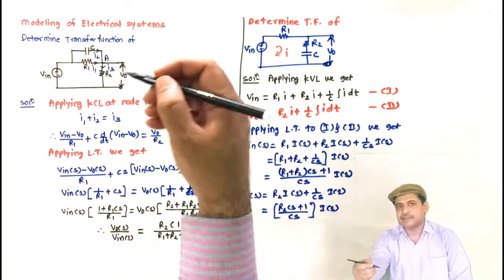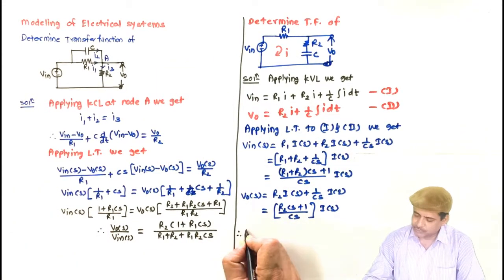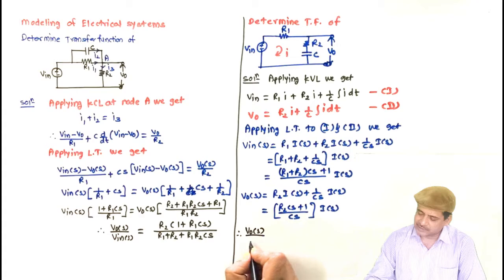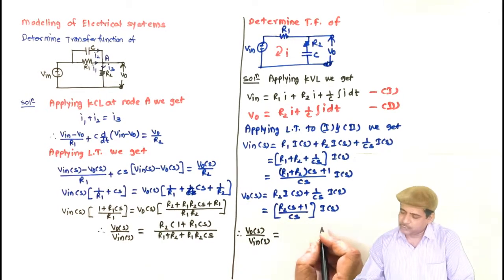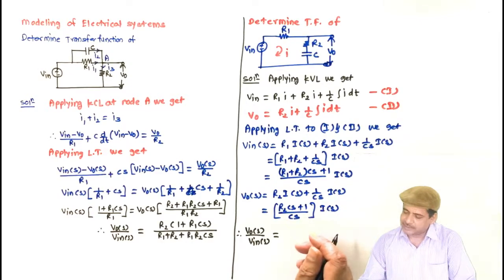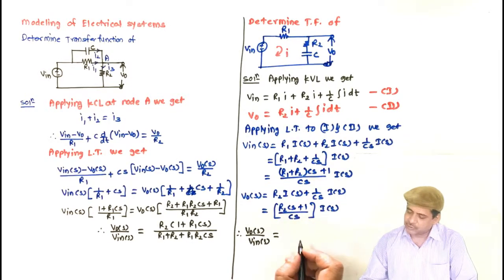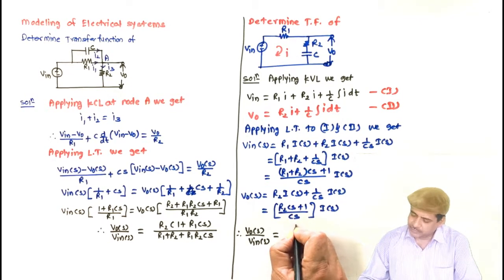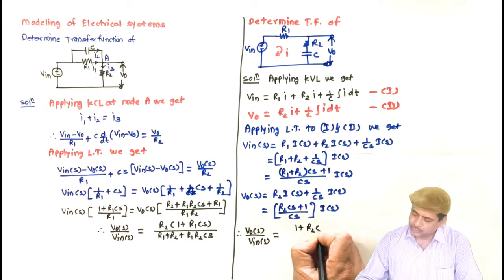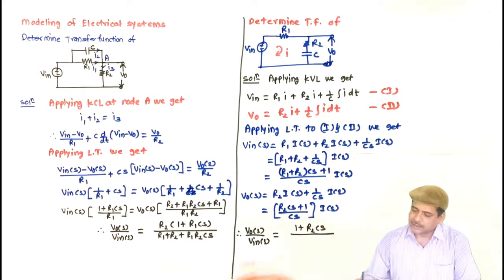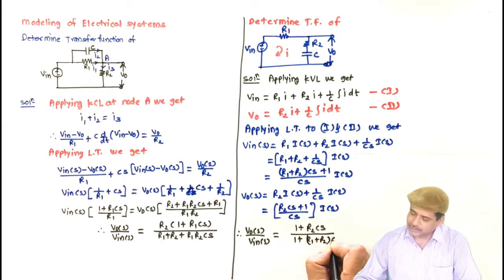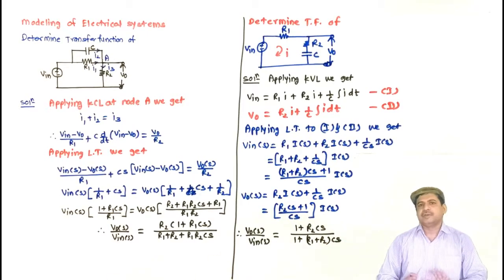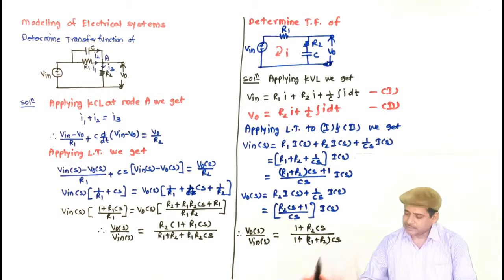And then just taking the ratio. So V output of S by V input of S will be equal to, this I of S will be cancelled, this CS will also be cancelled, so it will be 1 plus R2 CS upon 1 plus R1 plus R2 into bracket CS. Very simple. This is done.